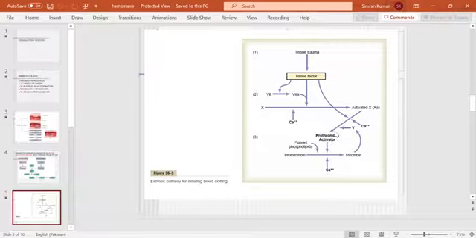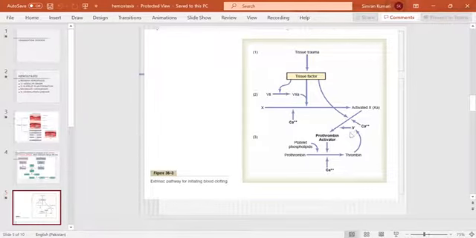Now this prothrombin activator basically converts prothrombin, in the presence of calcium ions, into thrombin. This is the inactive form and thrombin is the active form.